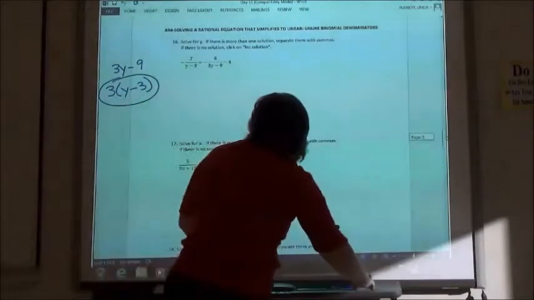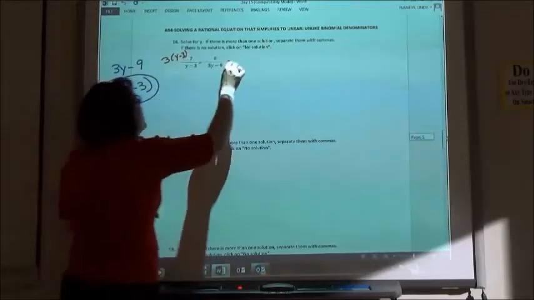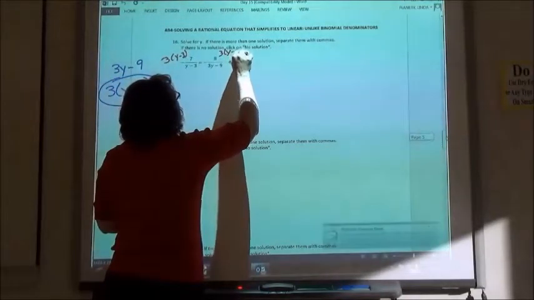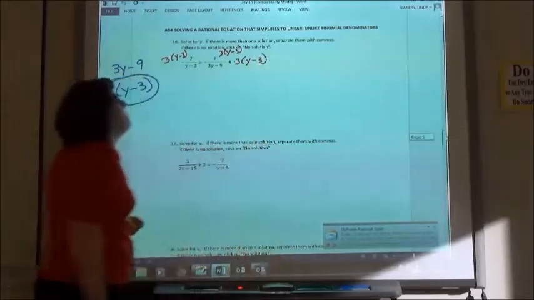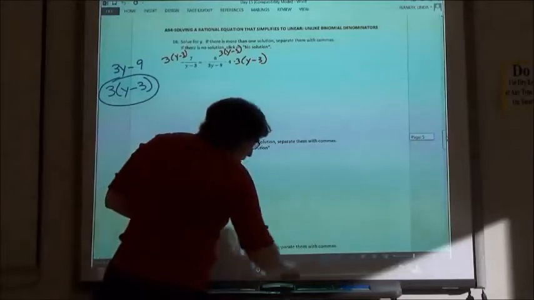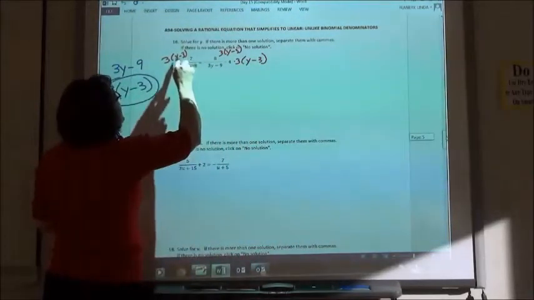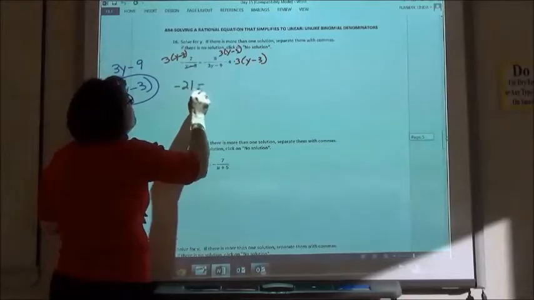So multiplying, I'm going to take this times 3 and y minus 3. I'm going to take this times 3 and y minus 3. And I'm going to take that times 3 and y minus 3. So on that first fraction, I can only cancel out the y minus 3 part of it, right? So just the y minus 3 cancels out on my first fraction. So I'm going to take 3 times minus 7, which is negative 21.